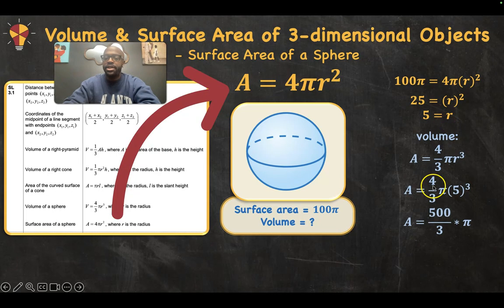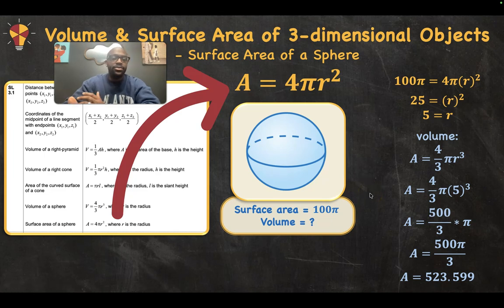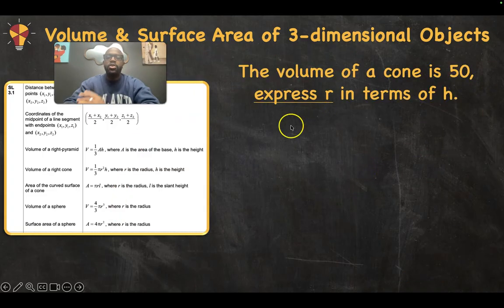And once you get that, you should get 500 pi over 3, or 523.599. These questions are more likely to be asked from you because it requires a higher level of thinking. All right. So this is kind of what you're going to be expected as we progress throughout this specific module. Now let's go. We're going to look at several problems that are similar to that one.